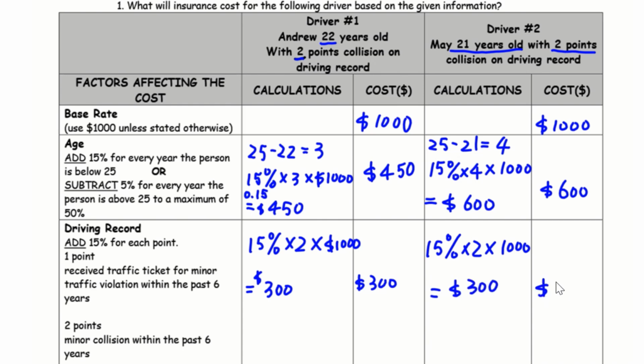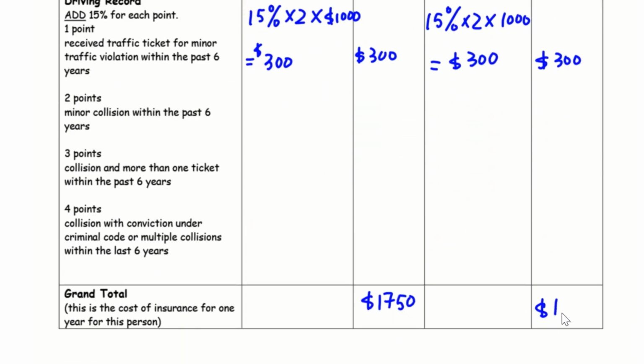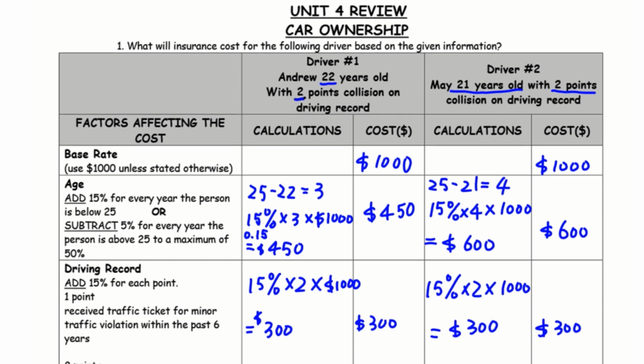Then for the total cost, we add those 3 numbers together, and we have $1,900. So you will see if you are younger than 25 years old, you are going to pay more insurance. And if you have more points of collision, then you are going to pay more. So try to drive safely.